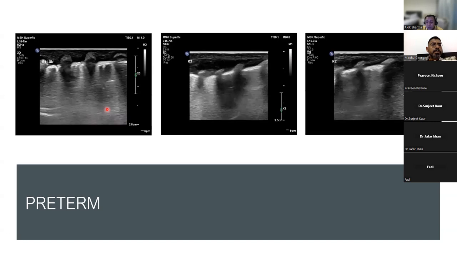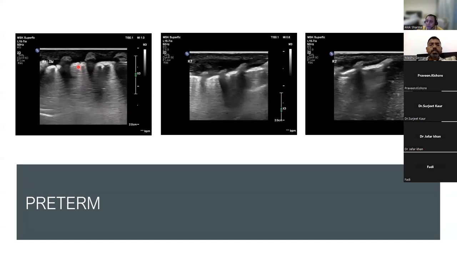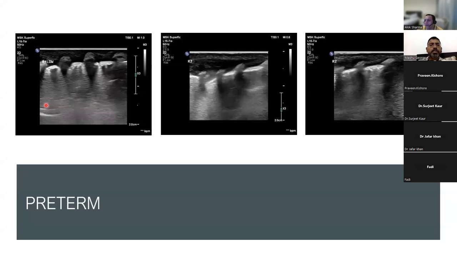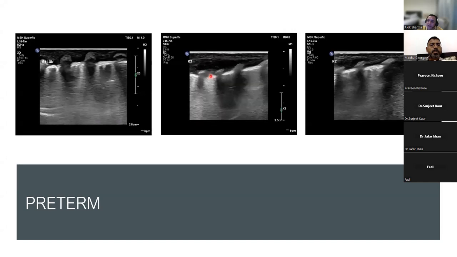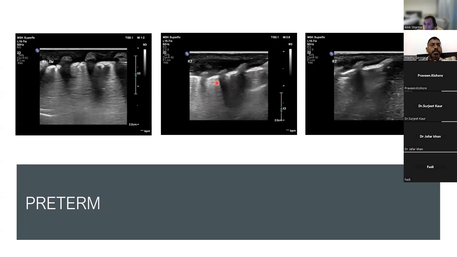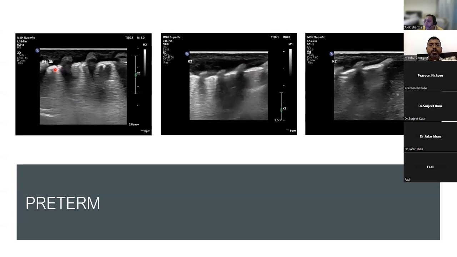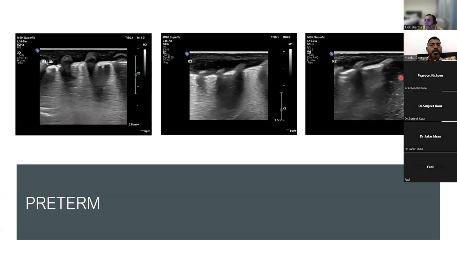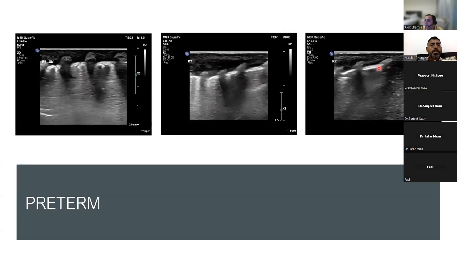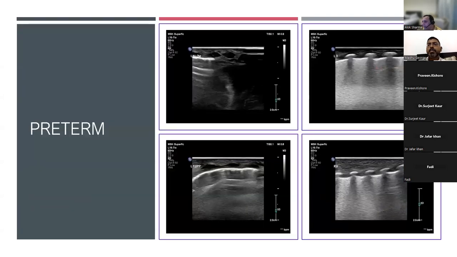Now, this is basically a 23-weeker. And what I've got is good established RDS in this baby because I've got subpleural consolidations, a little bit of aeration that I can see over there. But what I can also see is a small consolidation coming up over here with atelectasis. Now, again, when I report, I'm going to report a consolidation in this area, but I'm going to mention subpleural consolidations with a snowflake sign, which are more visible in R1 as compared to R2. So it's really important that you label accurately.